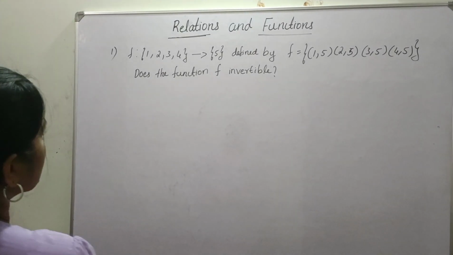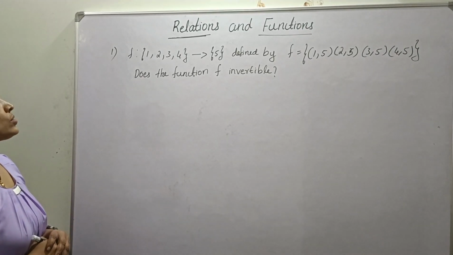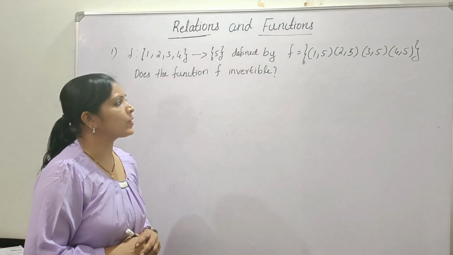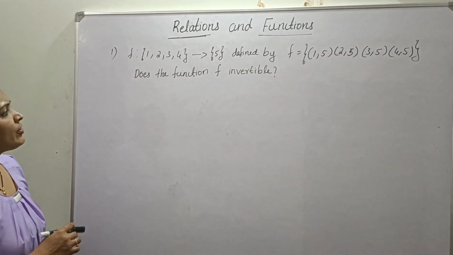Now let us go through some examples. First example, f from set {1, 2, 3, 4} to set {5} defined by f = {(1,5), (2,5), (3,5), (4,5)}. Thus the function f invertible.